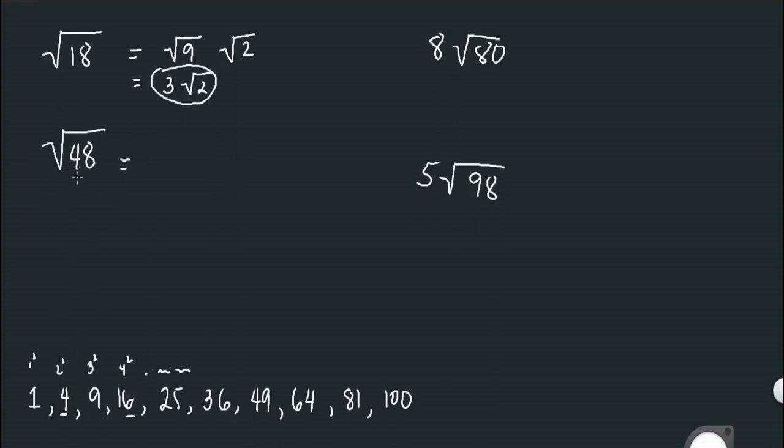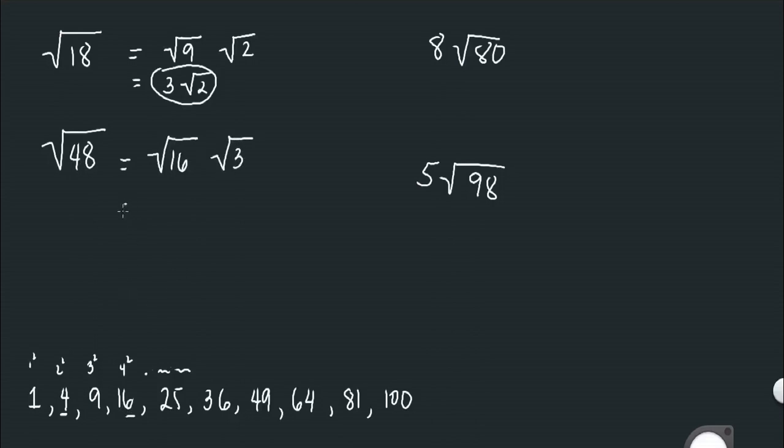So, as you can see, 48 is a multiple of 4. 48 divided by 4, diba? 48 is also a multiple of 16. So mamimili lang tayo ng mas mataas na perfect square number. So, as you can see dito sa given na to, ang mas mataas ay 16. So, 48 divided by 16, that is 3. So, square root of 16 times square root of 3.